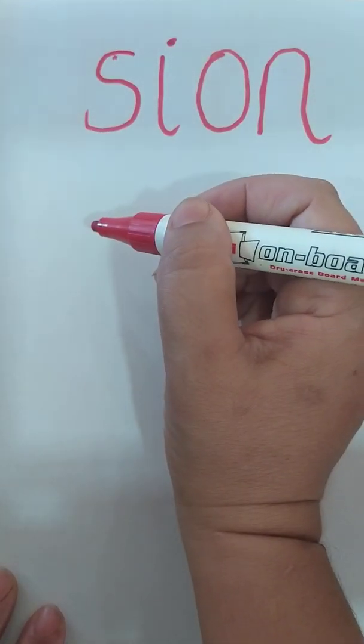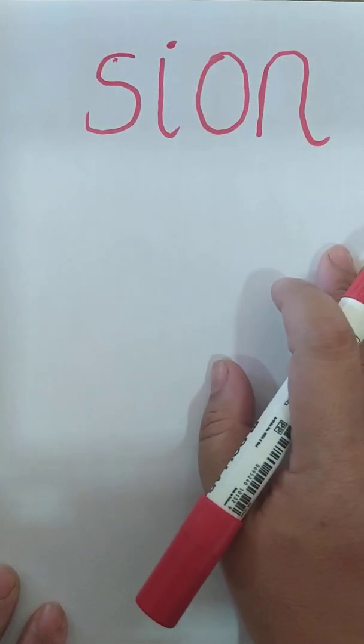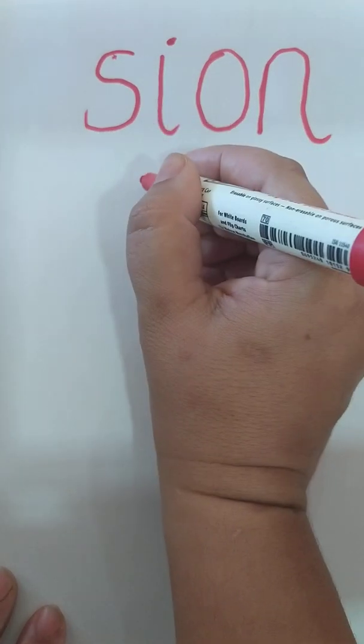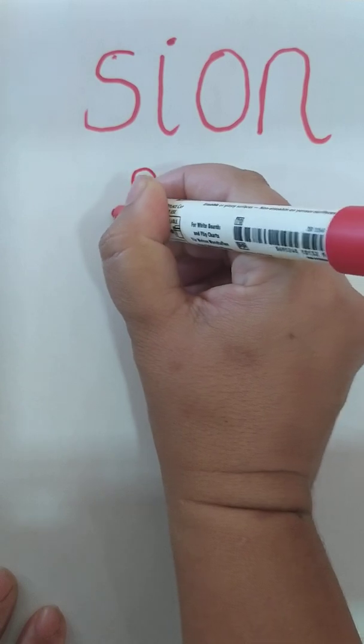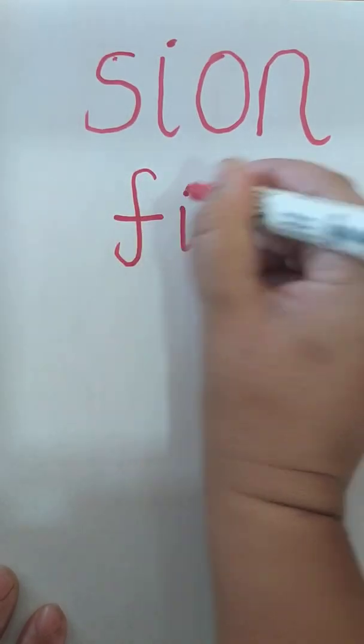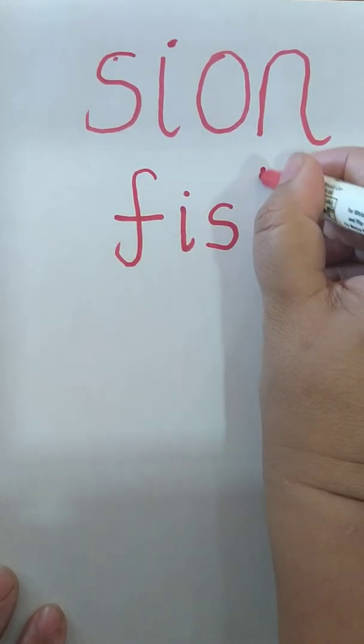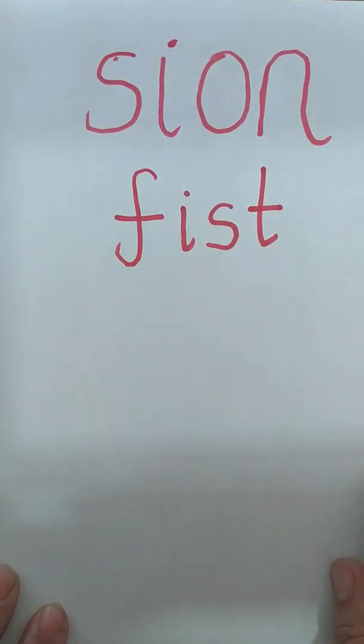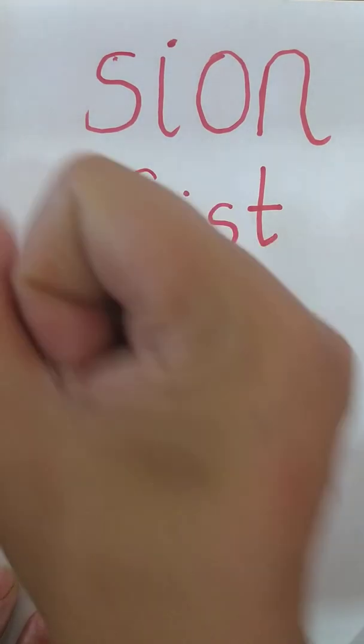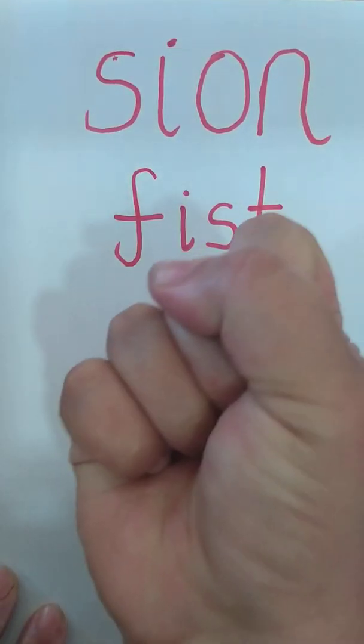So our first words are not related to the "shun" sound, but it is just words that you should know. It's f, i, r, s, t. First. The word is first. First. So when you're putting your hand like this, you're making a fist.